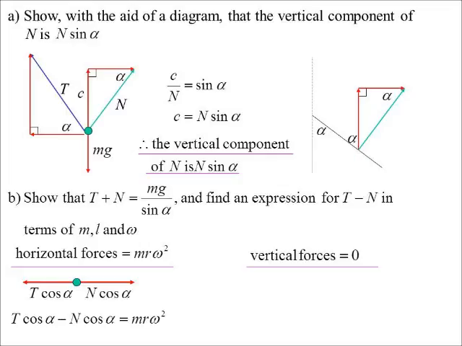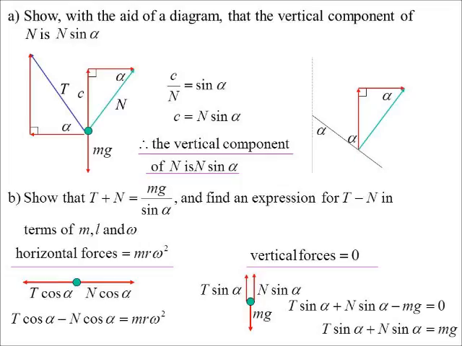Okay. Vertical forces are equal to 0. So again, we're just running around on this cone. We're not moving up or down. Let's have a look at all those forces. We have T sine alpha going up, N sine alpha going up. We also have mg going down. In this case, it doesn't matter which one I make positive. So traditionally, we tend to go up. So T sine alpha plus N sine alpha minus mg is 0. I get T sine alpha plus N sine alpha is mg.